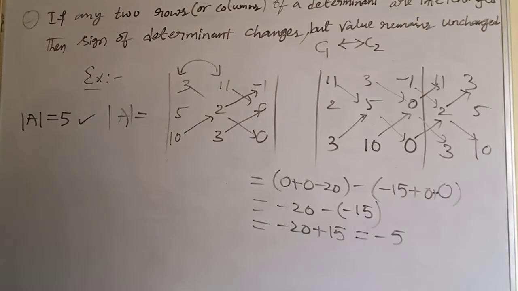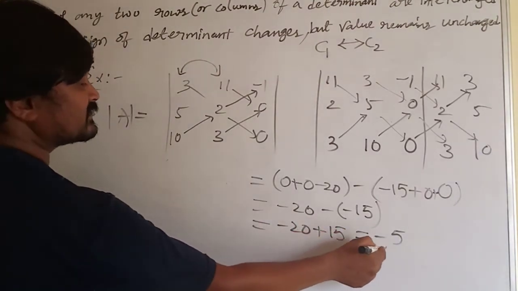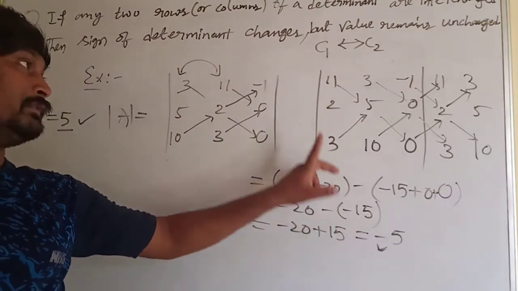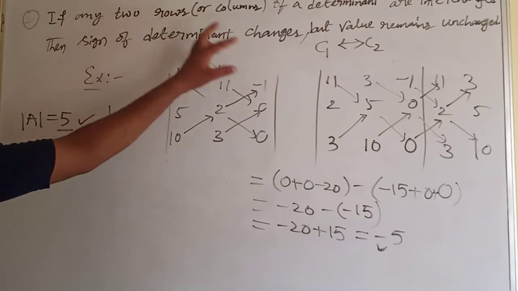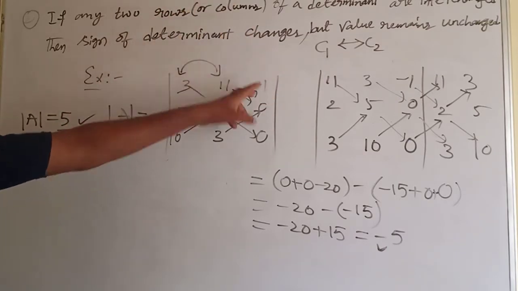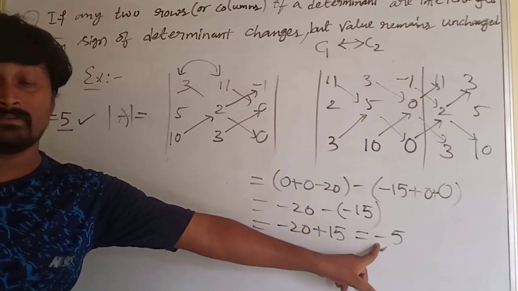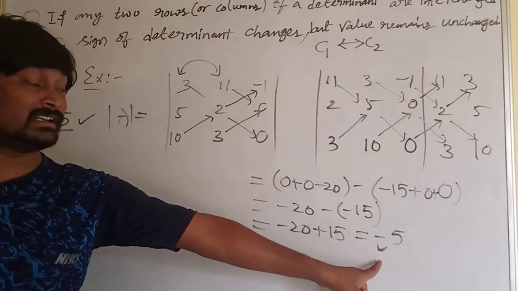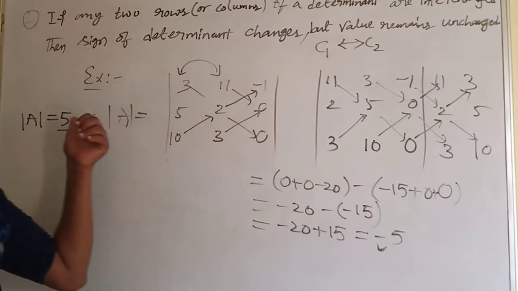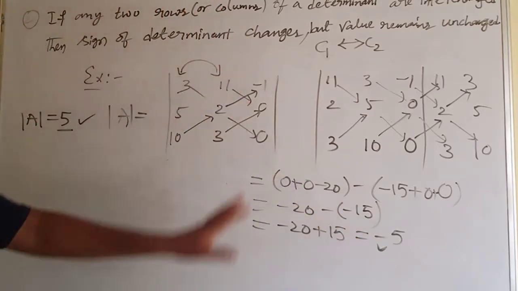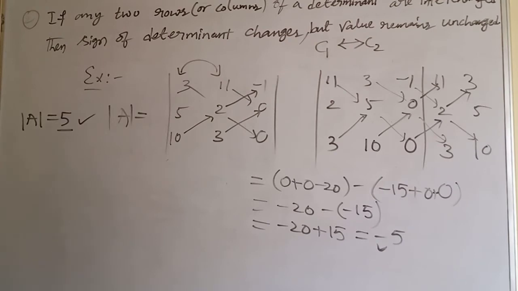You observe carefully now. The value is not changed, only the sign is changed. You got the sign as minus here. So when you interchange columns or rows, the value cannot be changed, but the sign of that determinant value will change. Here plus is there, here came minus. So that is your property number 2. Let's move on to property number 3.